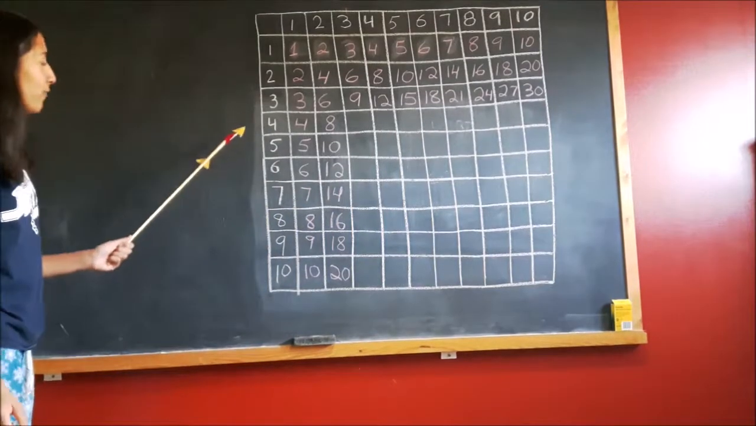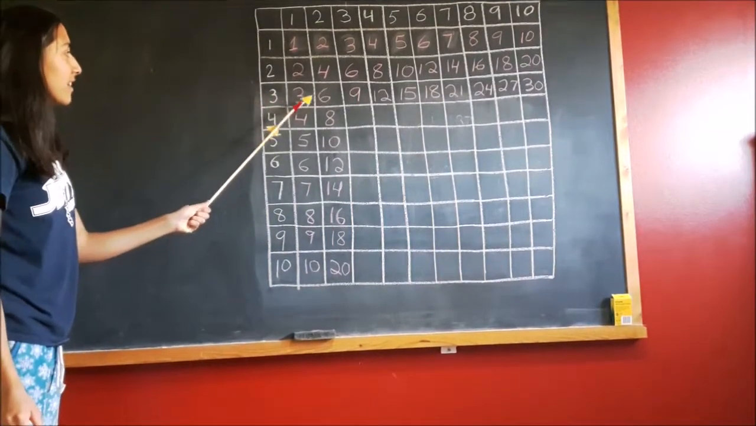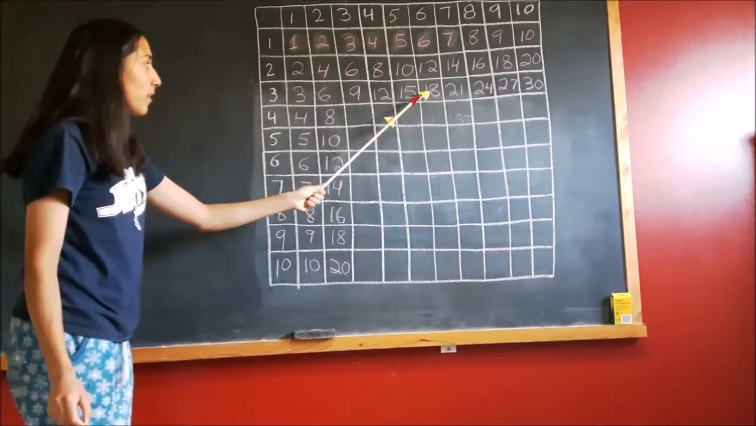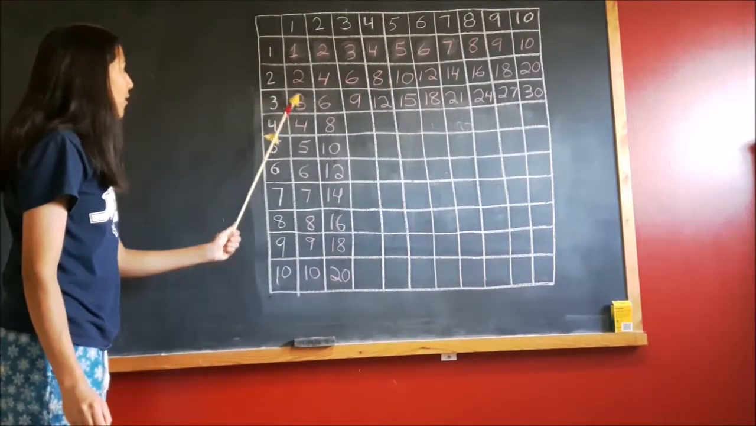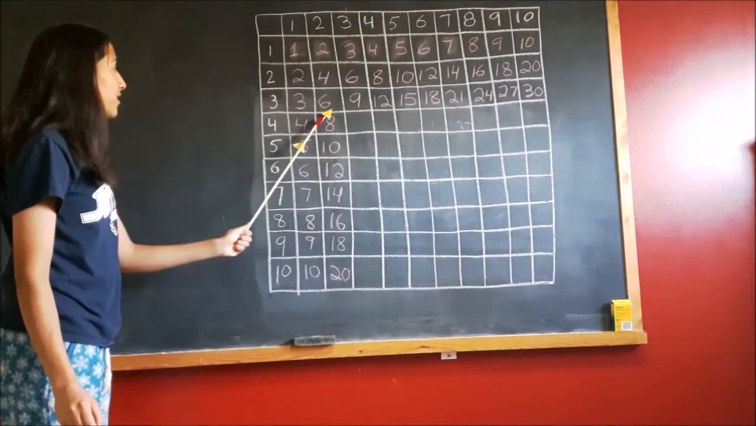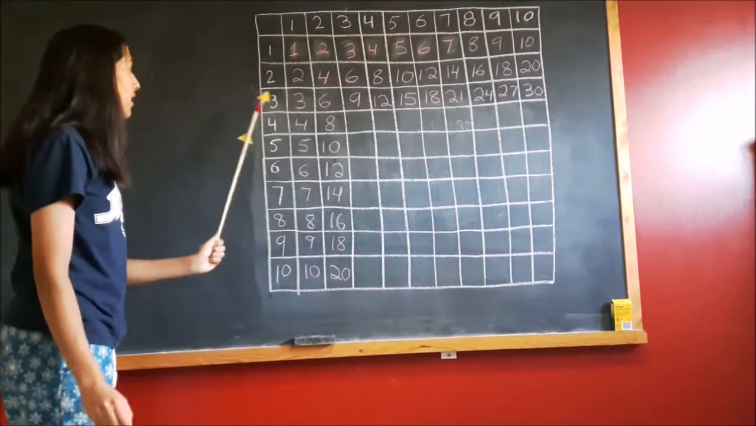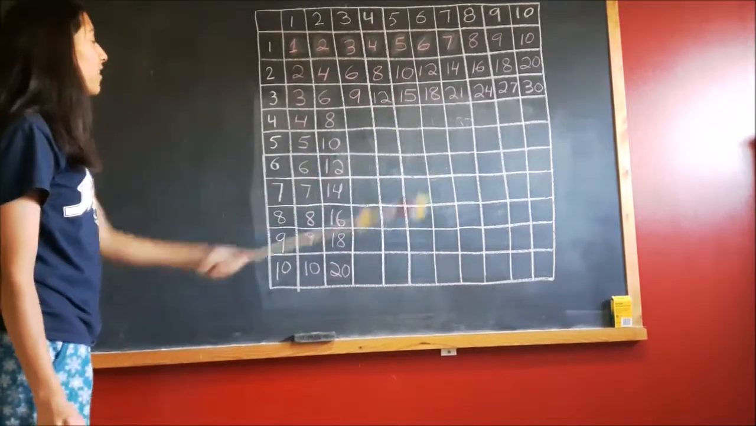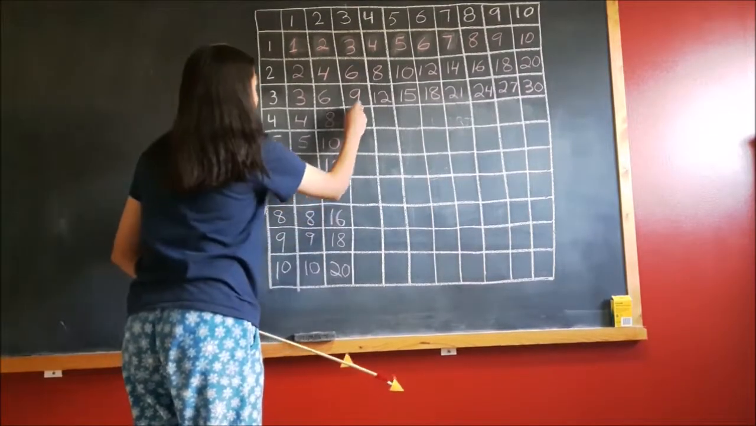So now let's try to figure out the pattern for the 3's. As we can see, if we multiply, it keeps increasing by 3 each time. Like 3 times 1 is equal to 3, 3 times 2 is 6, 3 times 3 is 9, 3 times 4 is 12, 3 times 5 is 15, and so on. The same goes for this bottom row as well.